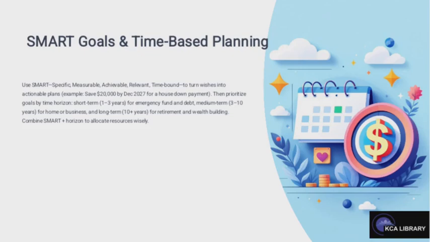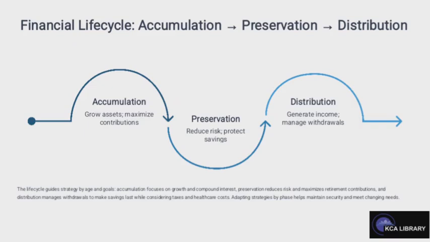When I do that, I will now begin to compare it with the time horizon. So I'll prioritize goals by time horizon. It may be short term, long term, or medium term, as the case may be. So when you combine SMART with those horizons, it will help you to allocate resources wisely. So always set SMART goals and time-based planning. So let's look at the financial life cycle.